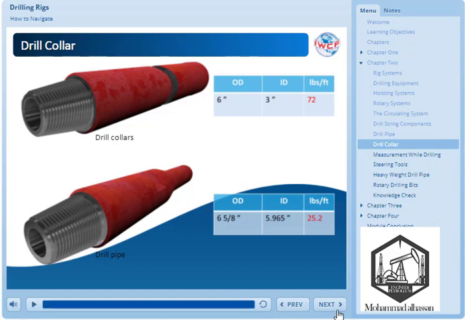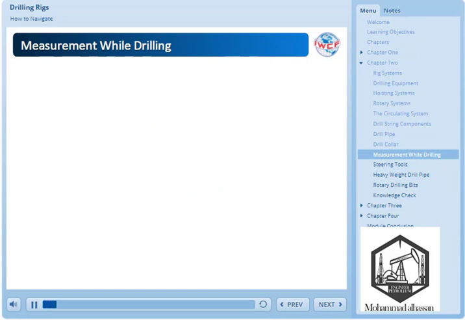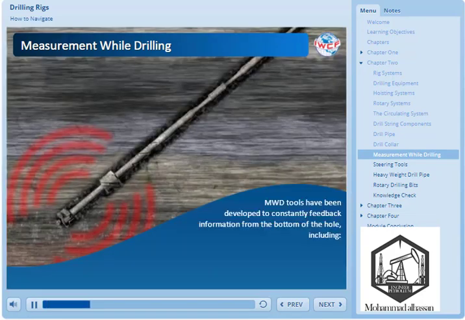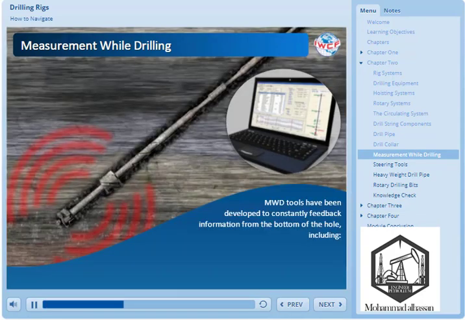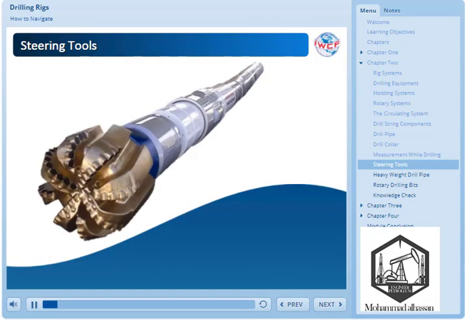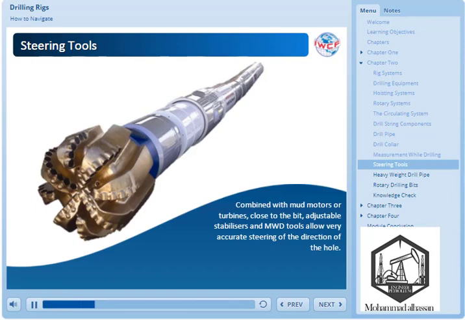Measurement while drilling tools have been developed to constantly feed back information from the bottom of the hole, including direction, formation properties, and downhole pressures. Combined with mud motors or turbines, close to the bit, adjustable stabilizers and MWD tools allow very accurate steering of the direction of the hole.